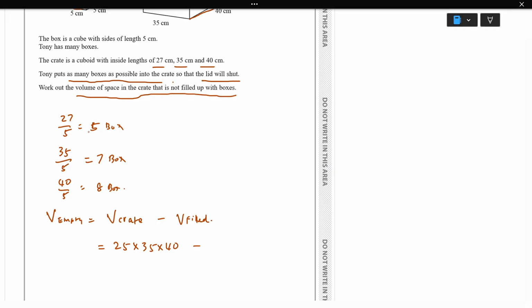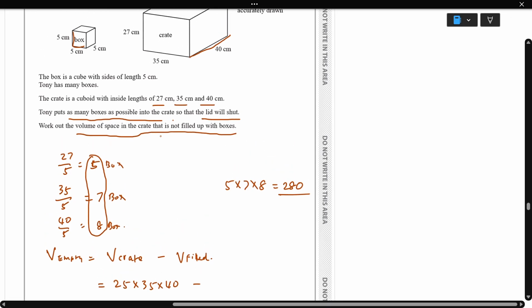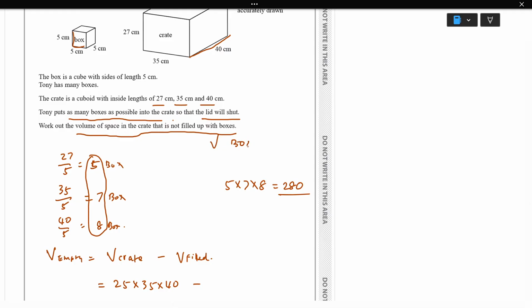Now here we'll get total how many boxes will fit. So 5 times 7 times 8 boxes can fit. So 40 is 280. So we need to find the volume of 280. So one box volume is 5 cube because 5 times 5 times 5. So I'll write volume of boxes 5 cube which is 125. Now total 280 boxes we are going to fill in the crate.